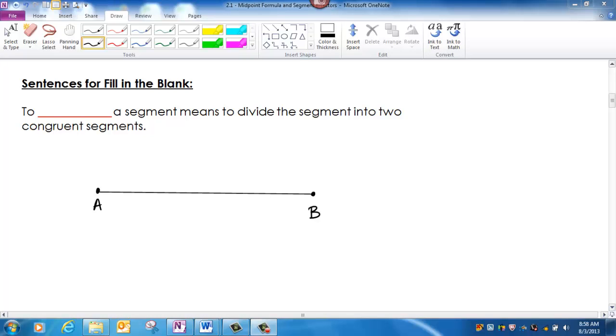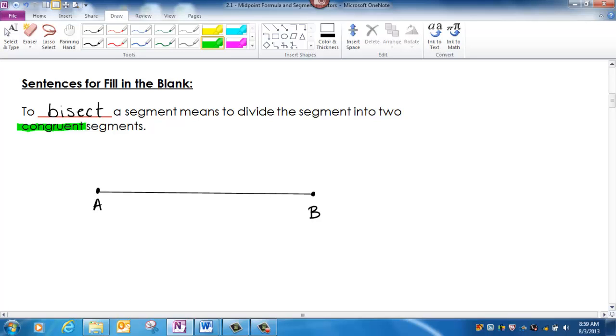Everybody. Today we're going to talk about taking a segment and dividing it into two equal segments or two congruent segments. So let's get started with a couple of vocabulary words. First of all, to bisect a segment means to divide the segment into two congruent segments. Remember, congruent means the same or equal. So to bisect means to divide the segment into two equal segments.